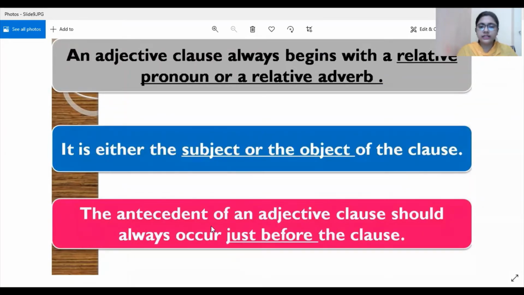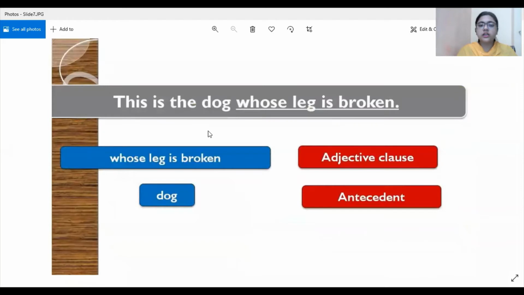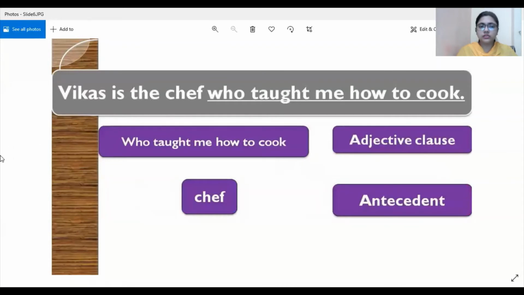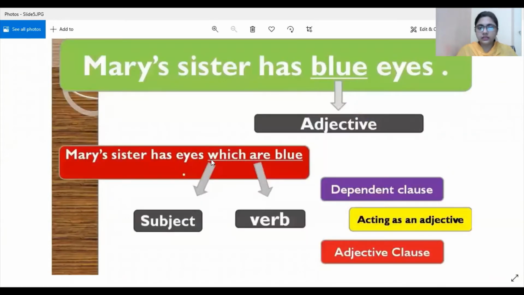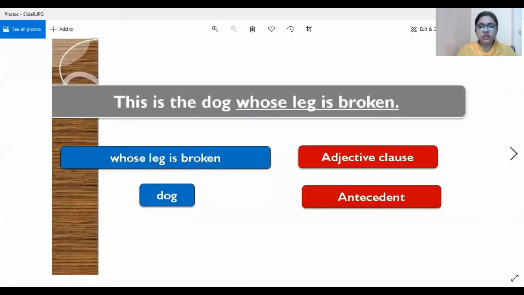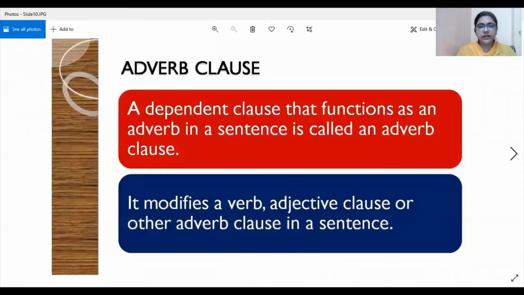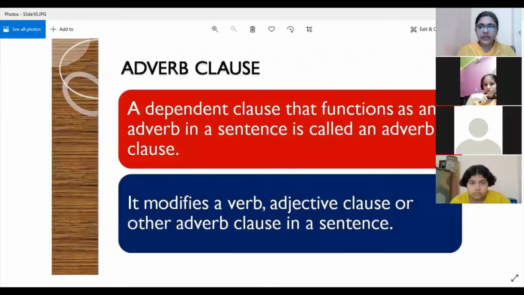Then the antecedent of an adjective clause should always occur just before the clause. If you look at all the examples which we did, where did we find the antecedent? Just before the adjective clause. Okay, here also you can see, in this example also, all the antecedents are placed just before the adjective clauses. All right, so that was all about adjective clause. Have you people understood?